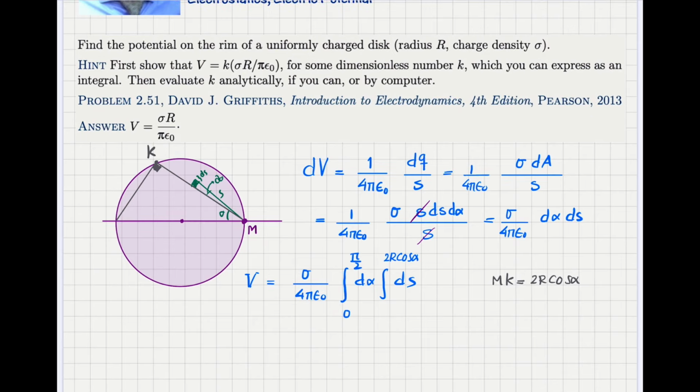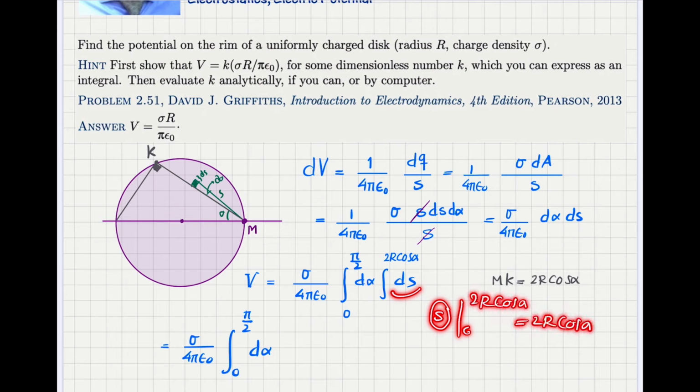So I calculate this integral. This will give me the potential of the northern semicircle, yes? And then I multiply it by 2, then I will get the whole potential. But these integrals are super simple to calculate. So let me just do them. So this becomes sigma over 4 pi epsilon 0 integral from 0 to pi over 2 d alpha, and then the integral of ds is just simply s, and it goes from 0 to 2r cosine alpha, so it becomes 2r cosine alpha. So multiplied by 2r cosine alpha.